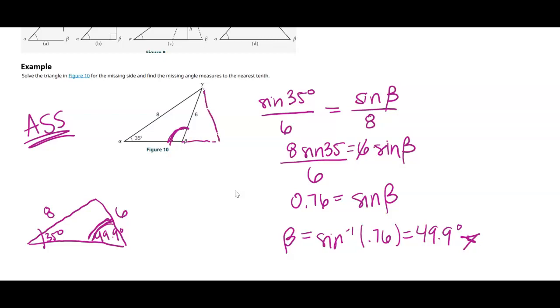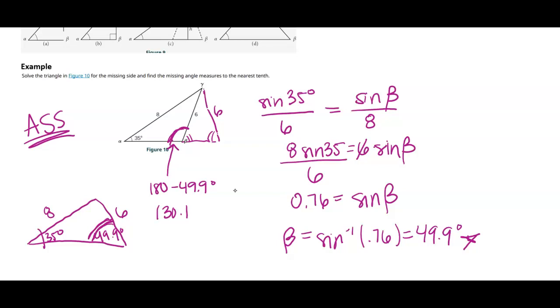This would be like an equilateral triangle. So if this is 49 degrees, not equilateral, excuse me, isosceles. If this is 49 degrees and this is 49 degrees, then the other beta angle we can find by doing 180 minus 49.9, which ends up being 130.1. So we have two different triangles in which this is true.